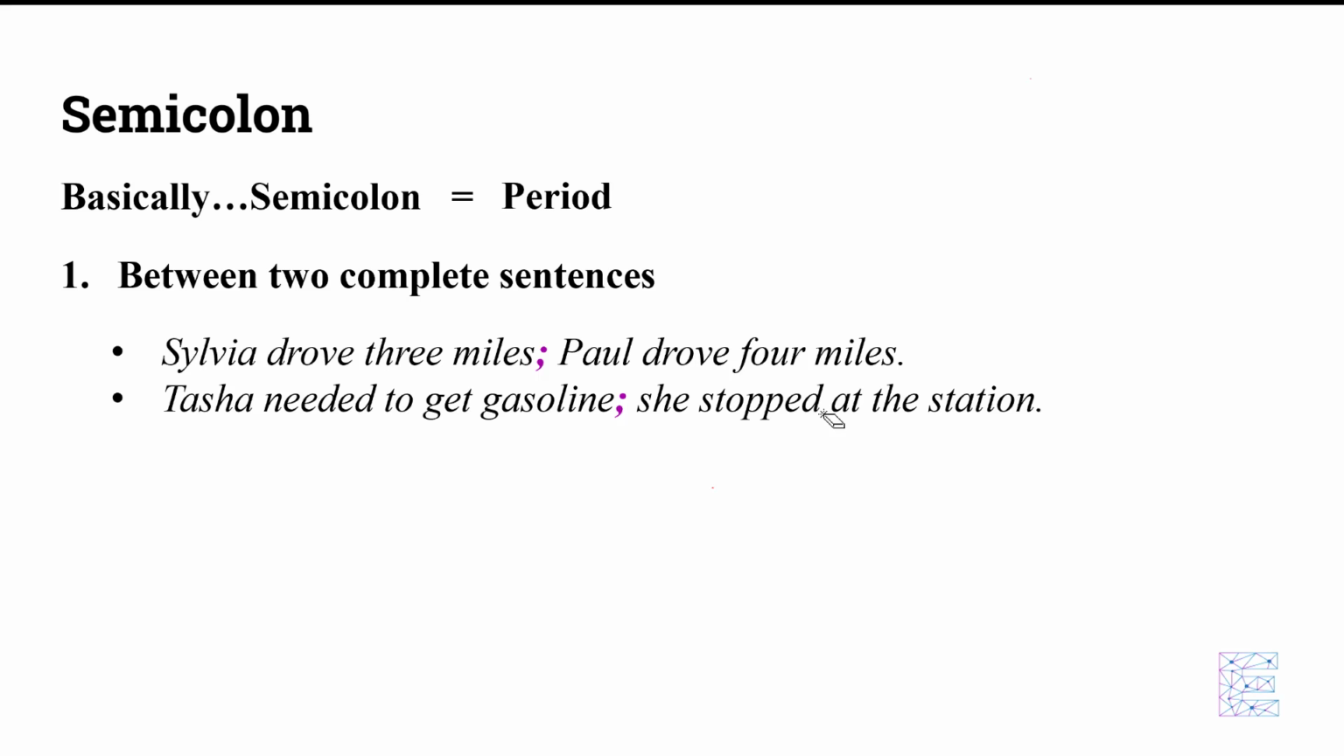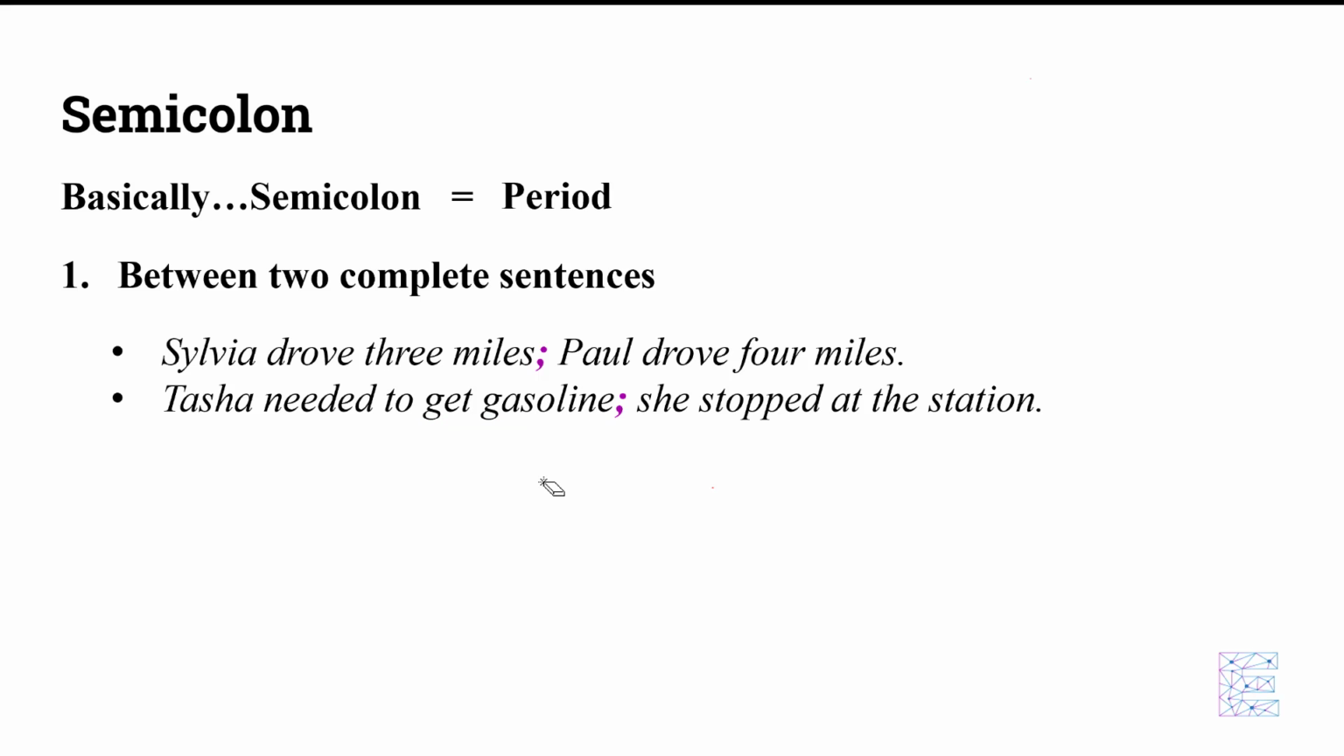Now, the second example here says, Tasha needed to get gasoline. She stopped at the gas station. Again, full sentence, Tasha needed to get gasoline. She stopped at the station. Those are both complete sentences, and they are related because where do you get gasoline? At the gas station. So a semicolon would be perfect for those two.